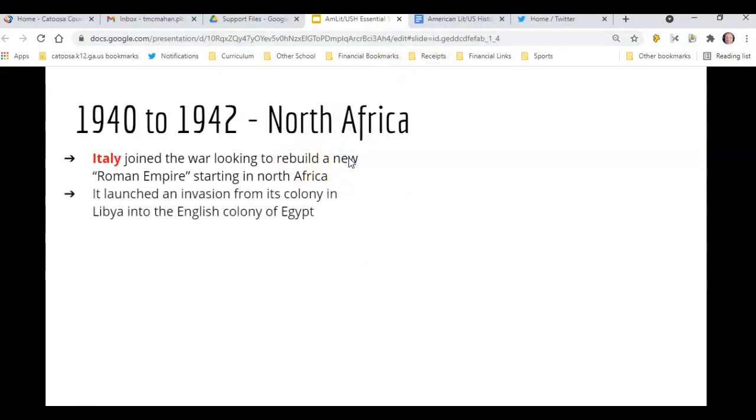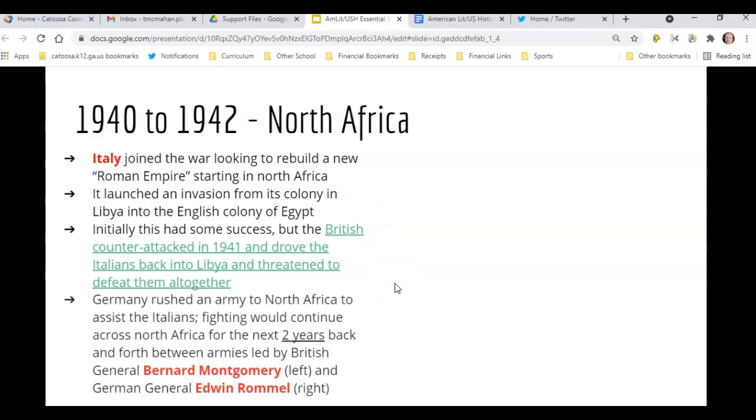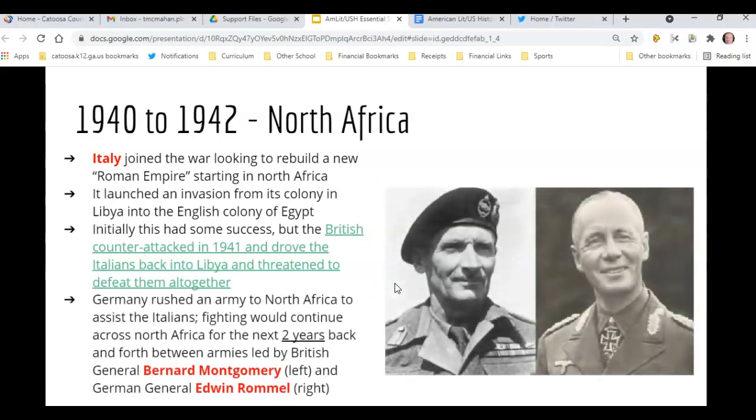So they launched an invasion into Egypt, which is the English colony at the time, hoping to take over the colony there, and also the Suez Canal, which is in Egypt. England, however, was able to very effectively, almost pretty easily, push the Italians back. The Italians, it turned out, thought they had this new fancy Air Force and Navy. Their army wasn't that good, and England was able to push them back to the point where Germany had to rush into North Africa and start to help the Italians.